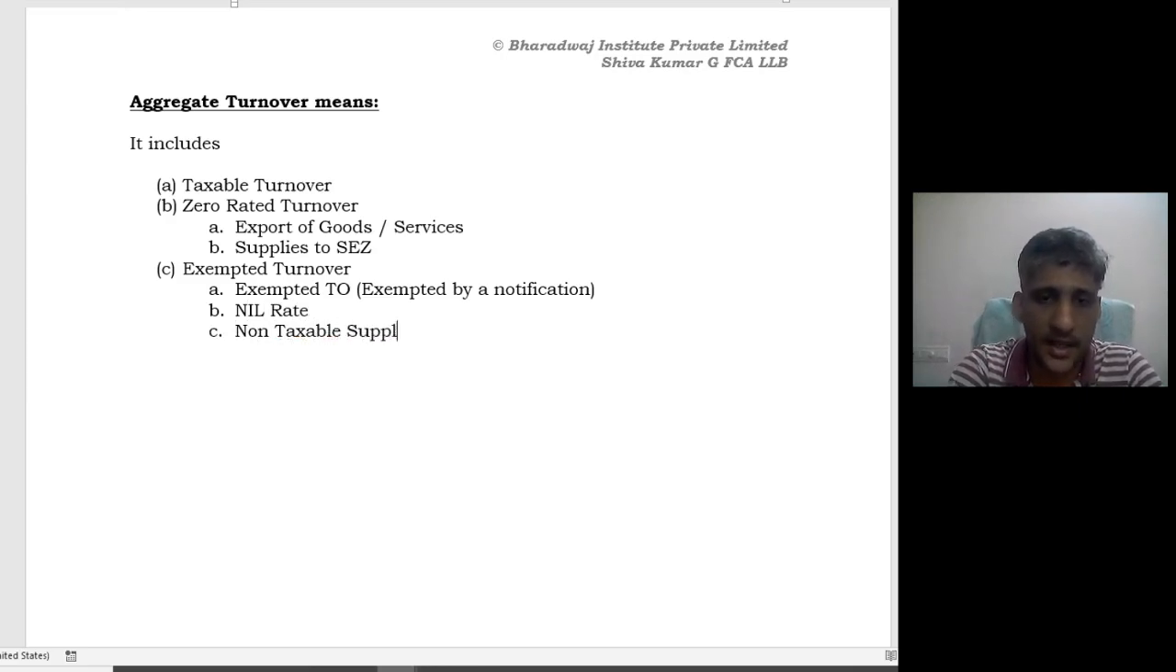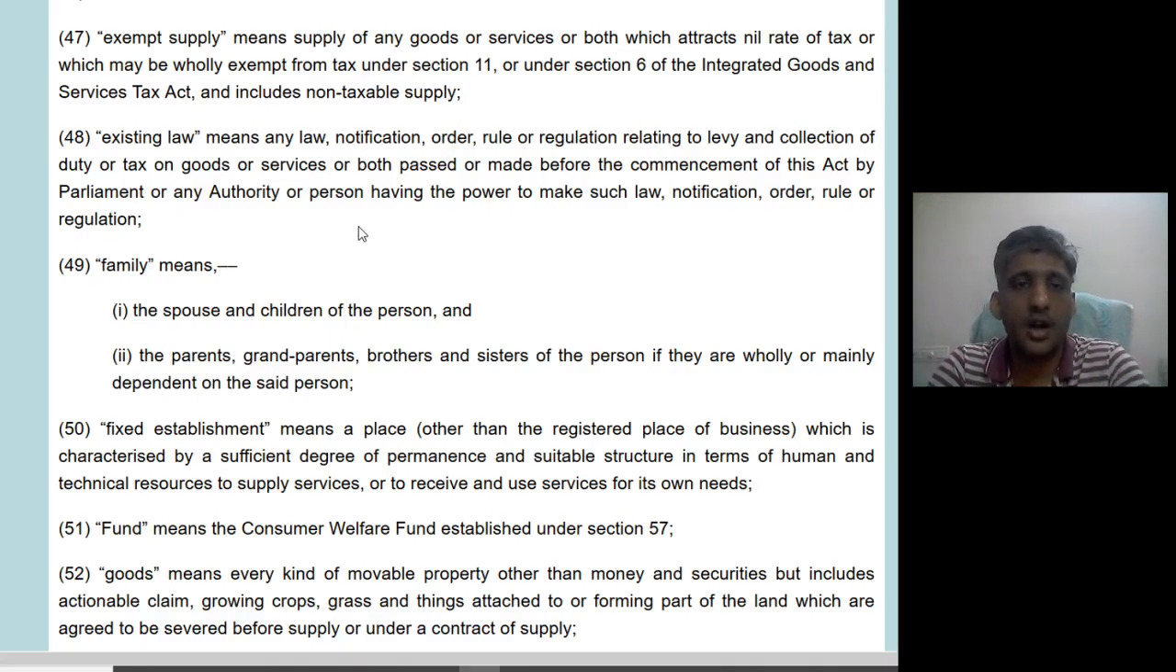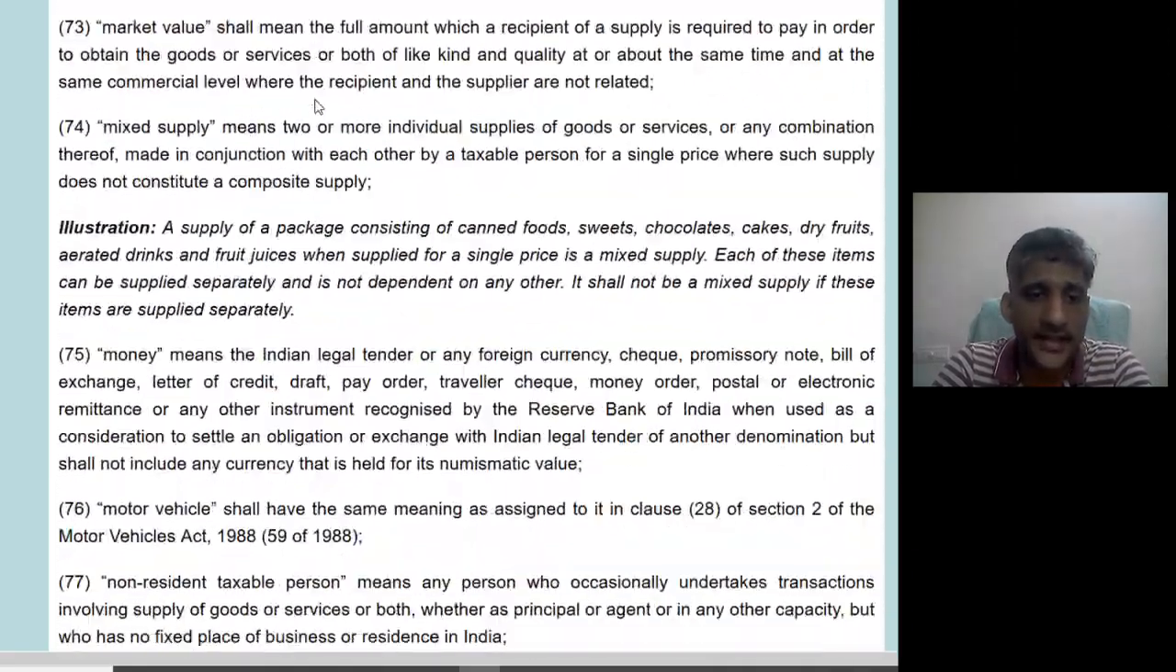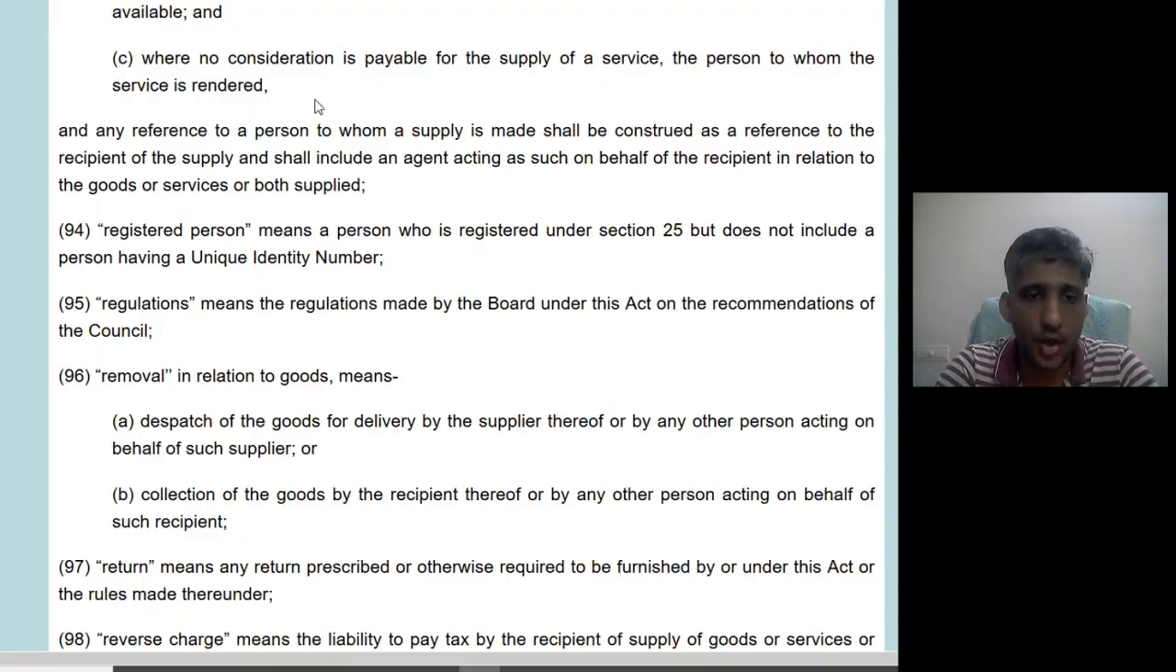What is non-taxable supply? Non-taxable supplies are those activities on which there is no levy. How is there no levy? Petrol, diesel, and so on. Section 9 is not applicable. I can show you the definition.